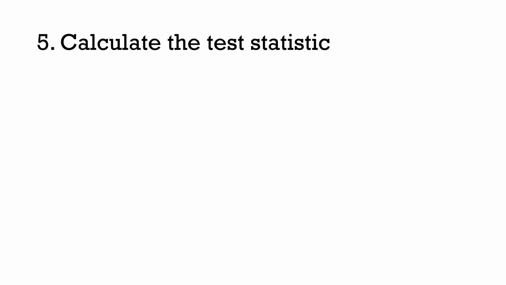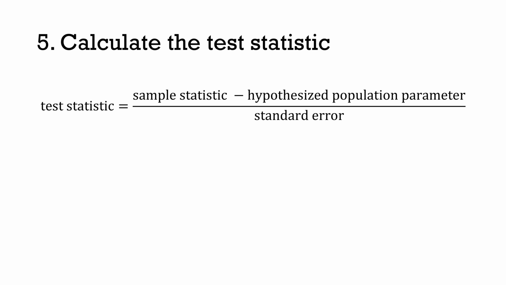Step 5, calculate the test statistic. The formula will be different for each type of test. You may notice, though, that many of those formulas follow this pattern. For the Z and T tests that we'll be working with in the next couple of weeks, the test statistic is equal to the sample statistic minus the hypothesized population parameter, and that's the value in your research hypothesis, all divided by the standard error.